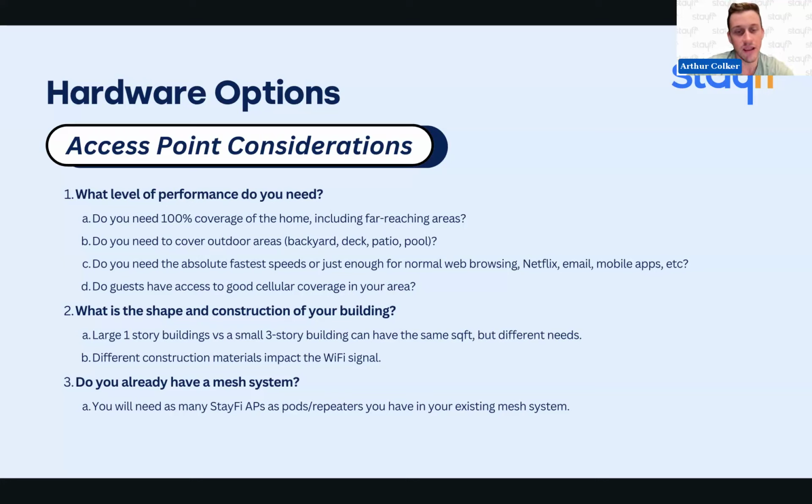And then if you already have a mesh system in place and you want to add StayFi to that property, the number of devices you have in your mesh system, and if that's working well for you, is a good proxy for how many StayFi devices you need. So if you have an Eero and you need 2 extenders to cover this 4,000 square foot property, you'll probably need 3 StayFi access points to get similar coverage. And so that's a good proxy. Although I would say sometimes people place too many mesh devices in their home, and that can actually hurt Wi-Fi speeds, which we'll talk about in a second.